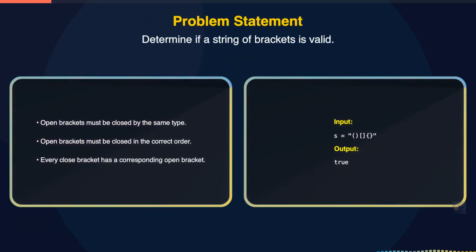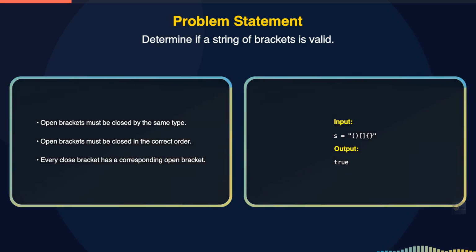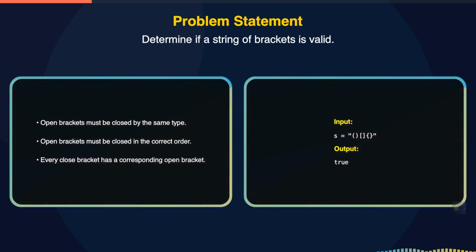The challenge is straightforward. We're given a string containing just 6 characters: opening and closing parentheses, brackets, and curly braces. A string is valid if 3 rules are met. 1. Open brackets must be closed by the same type. 2. They must be closed in the correct order. And 3. Every closing bracket must have a matching opening bracket already waiting.